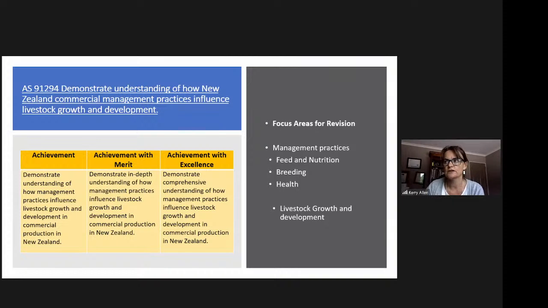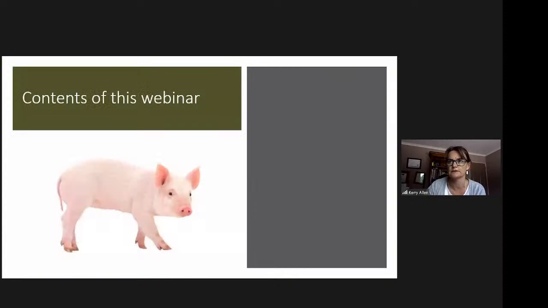Today's focus is going to be looking at the management practices of feed and nutrition, breeding and health, and then also a good understanding of growth and development. So that's just breaking that down.